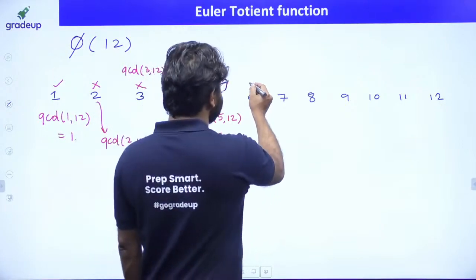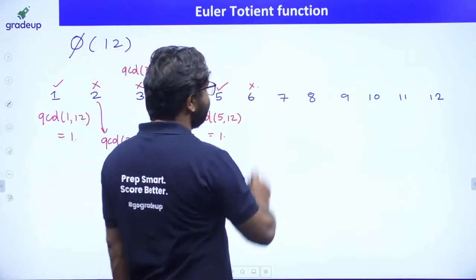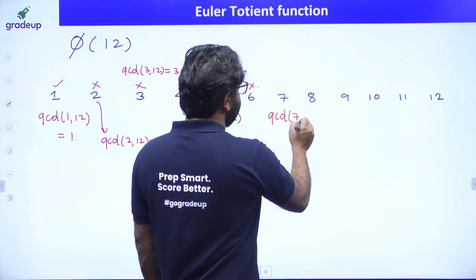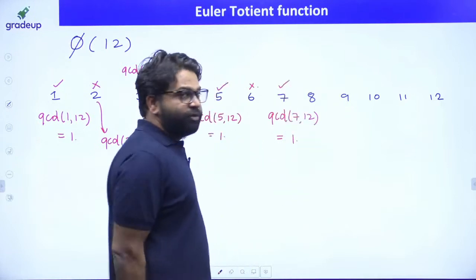Can I say that 6 will come into that picture? No, 6 will not be coming into that picture. Can I say that 7 will come into that picture? We can say that 7 will be coming into that picture. You know why? Because GCD of 7 comma 12 you will be getting as a 1. So 7 will be coming into that picture.